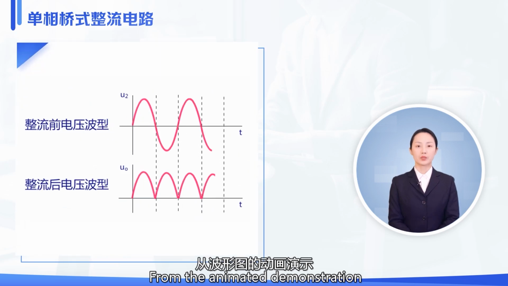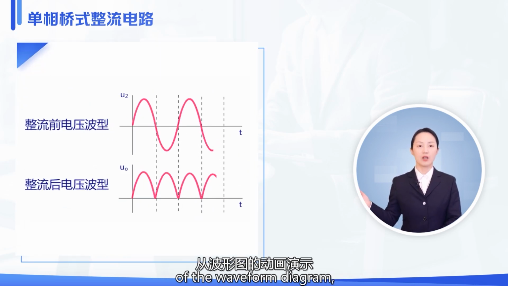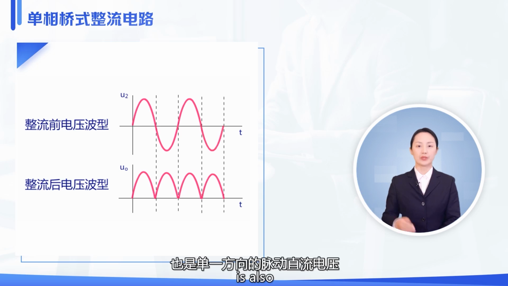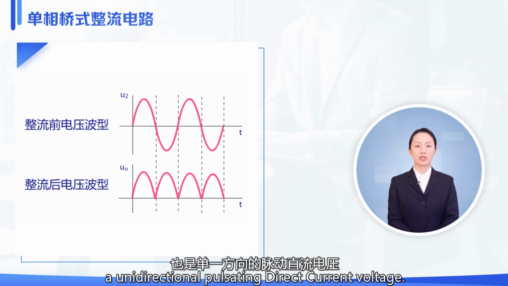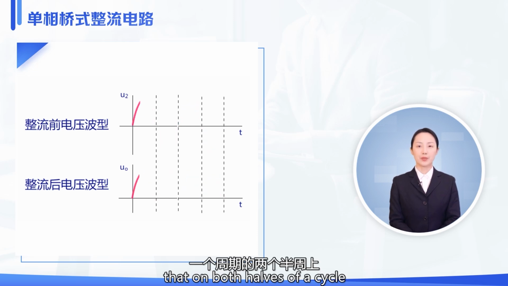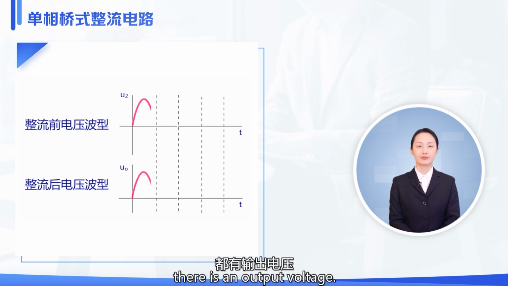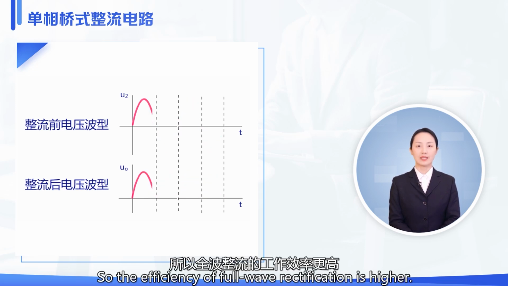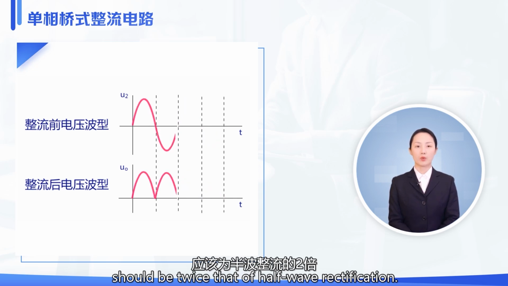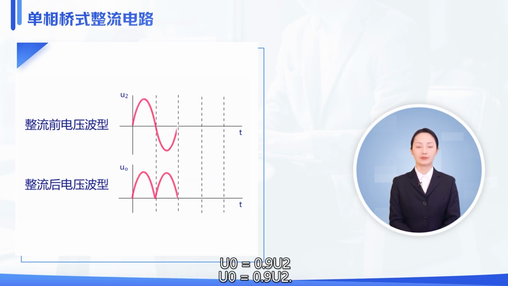From the animated demonstration of the waveform diagram, we can intuitively see that what is obtained on the load is also a unidirectional pulsating direct current voltage. The difference from half-wave rectification is that in both halves of a cycle there is an output voltage, so the efficiency of full-wave rectification is higher. The average value of the output voltage should be twice that of half-wave rectification. U0 equals 0.9 U2.